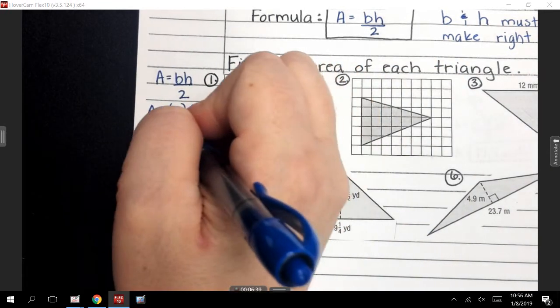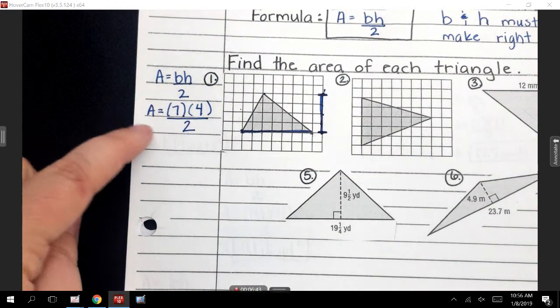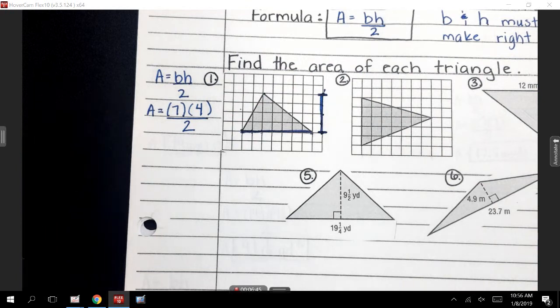We should have 4 on that height, and then we're going to divide by 2. Don't forget to put that divided by 2. Make sure you write that out. You'll see what I've written out here. Make sure you write that on your paper. Okay?